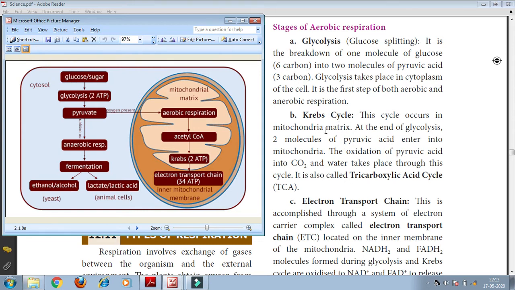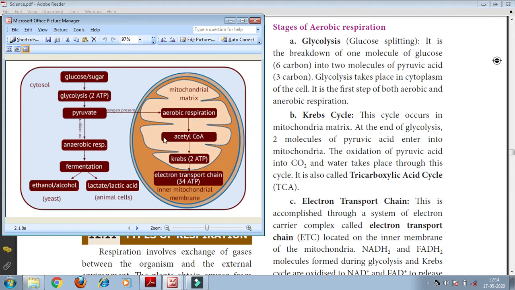Next is the Krebs cycle. This occurs in the mitochondrial matrix, so you have the mitochondrial structure. At the end of glycolysis, two molecules of pyruvic acid enter into the mitochondria. Oxidation of pyruvic acid into carbon dioxide and water takes place through this cycle.